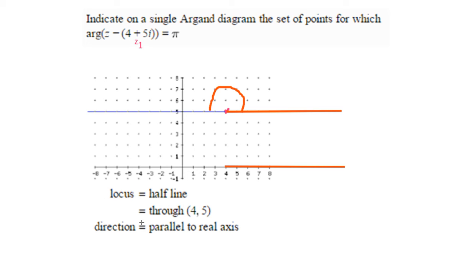And so I say the locus is a half line, of course. It goes through 4, 5, and the direction is parallel to the real axis. And there is the first question complete.